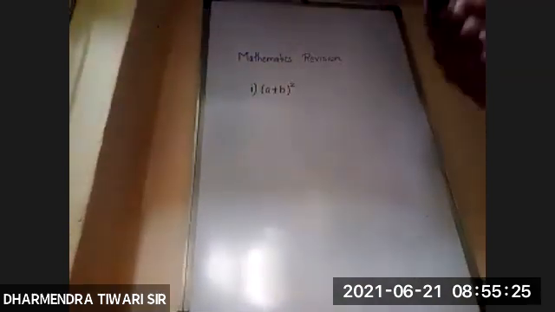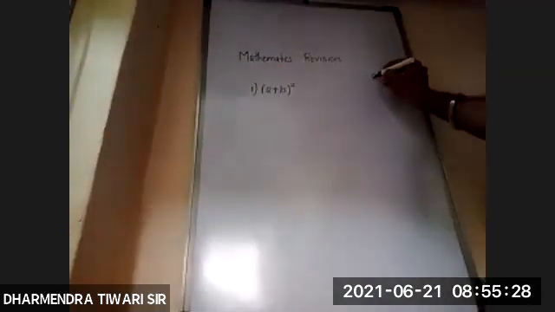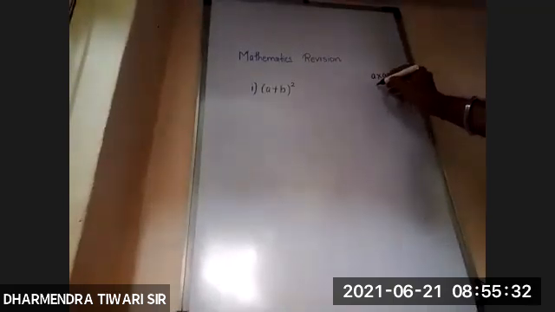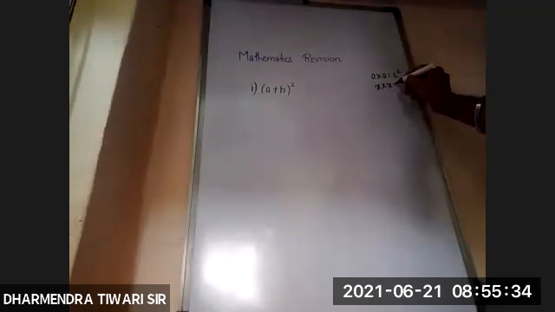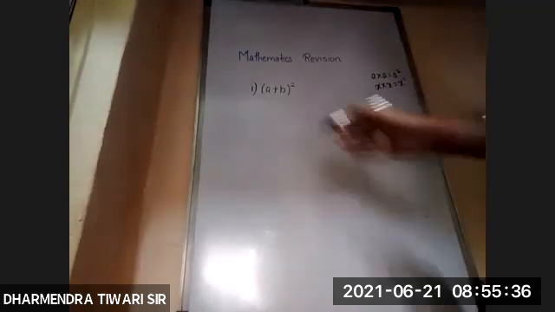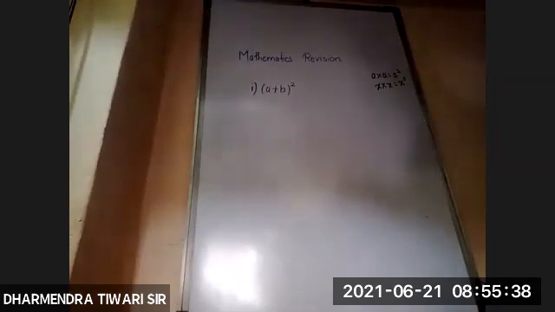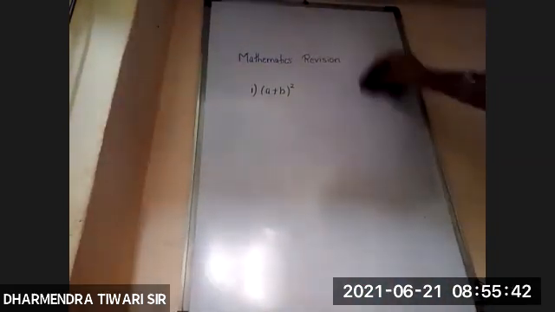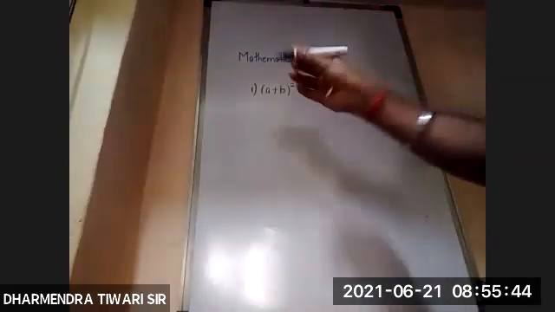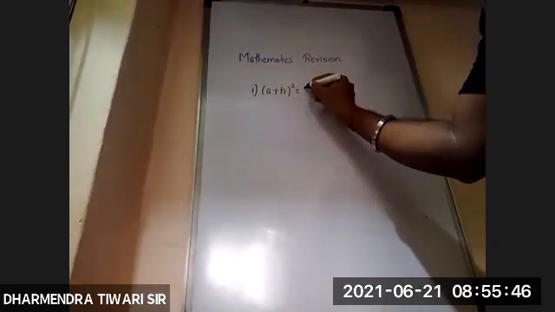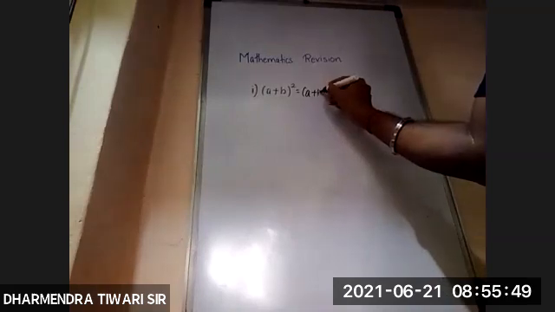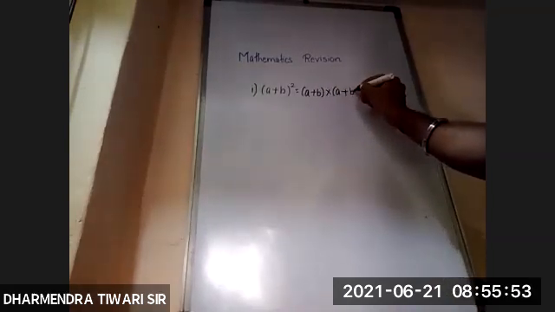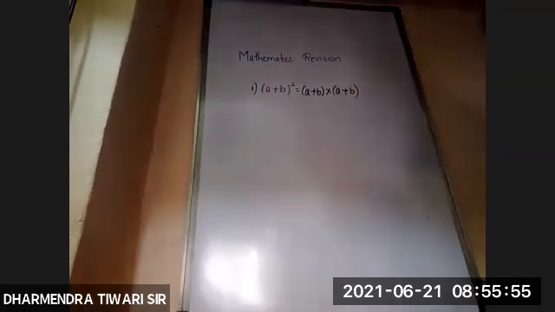Now, as we know that a into a is a square, or x into x is x square. So here what we are having? We are having a plus b the whole square. So I will write it in the form a plus b multiplied to a plus b. Hope this step is clear.